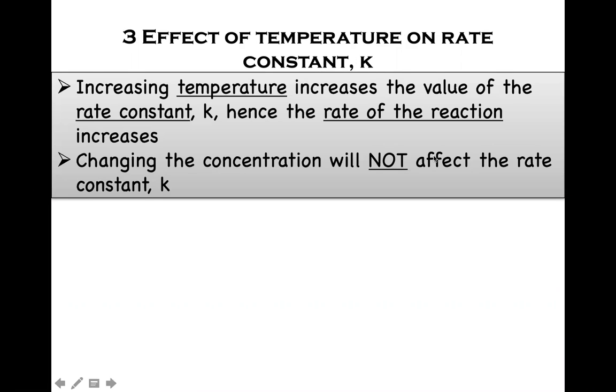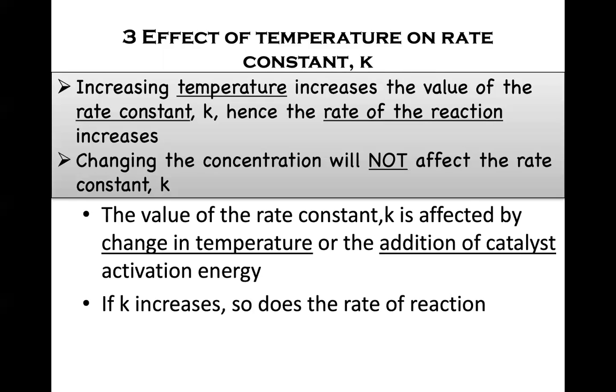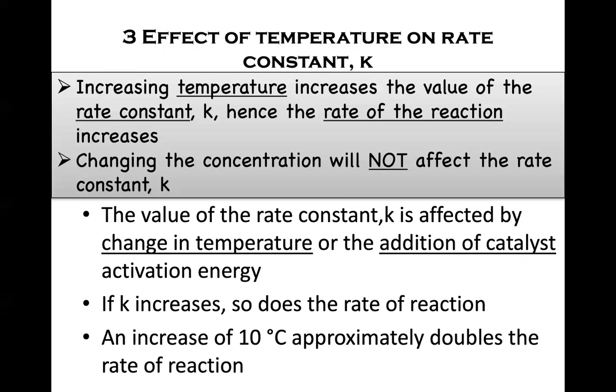So this is evident from example 2, where in experiments 1, 2, 3, you are changing the concentration of the reactants, yet your rate constant is the same for all 3 experiments. So the rate constant in a way is the same as your equilibrium constant, where it is only affected by the change in temperature. This is something that you have learned already. An increase of 10 degrees Celsius approximately doubles the rate of reaction, but we will not go into further details for that.